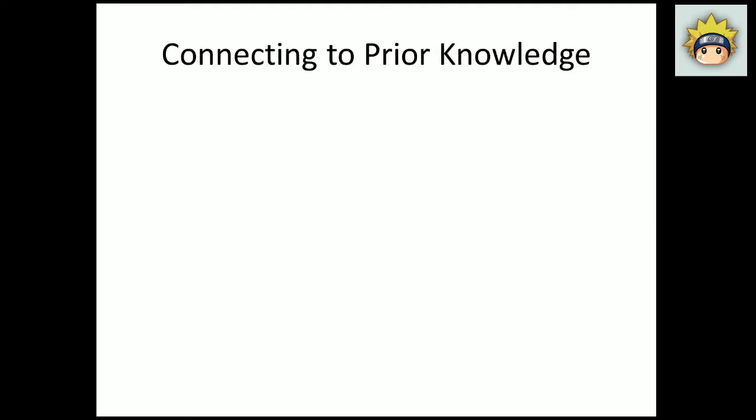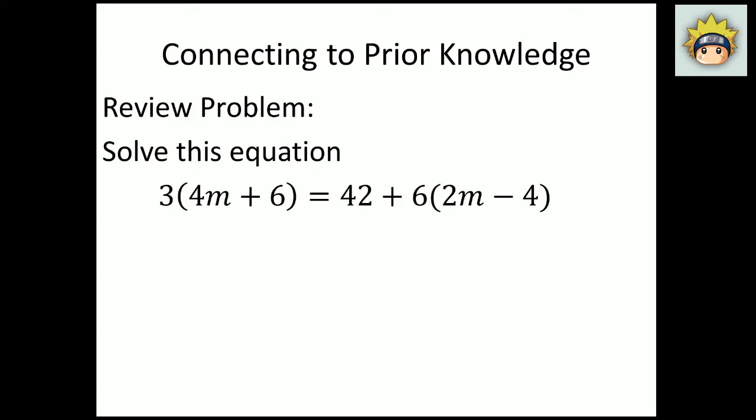Alright, so let's connect to your other prior knowledge. Review this problem. Solve this equation: 3 times the quantity 4m plus 6 is equal to 42 plus 6 times the quantity 2m minus 4. Please pause the video now and attempt to do the problem.